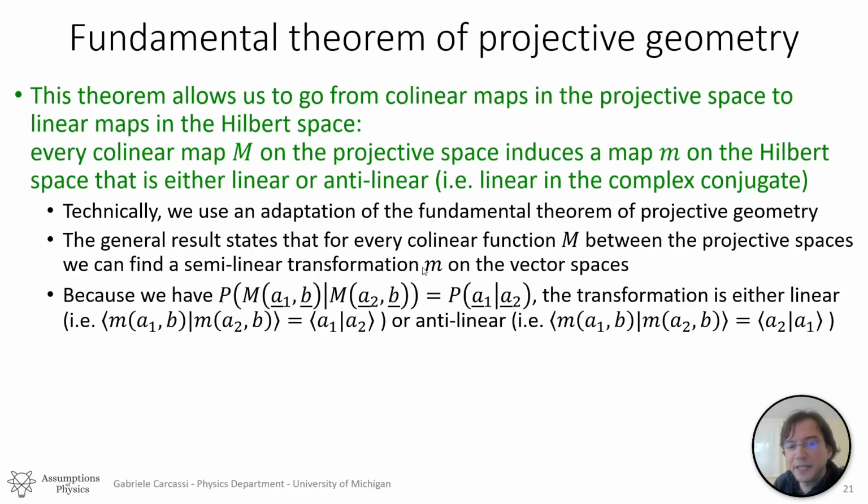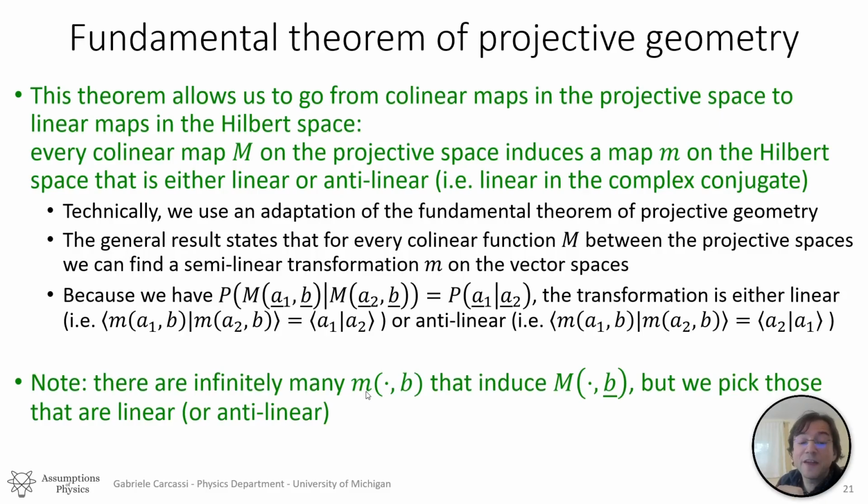Now, there is a little bit of detail here: we don't just use the theorem of projective geometry, we make use of the fact that we have a Hilbert space, but that's a technical detail I'm not going to talk about. The important thing is that we are guaranteed that if we have a map M, we have a map small m that is either linear or antilinear. What is important here to understand is that there are actually infinitely many maps little m that induce big M, not necessarily linear or antilinear ones. We pick the one that is linear or antilinear. And this is, I think, an important detail that lets us understand a little bit more of the geometry of these spaces. So let's look at this point a little bit more closely.